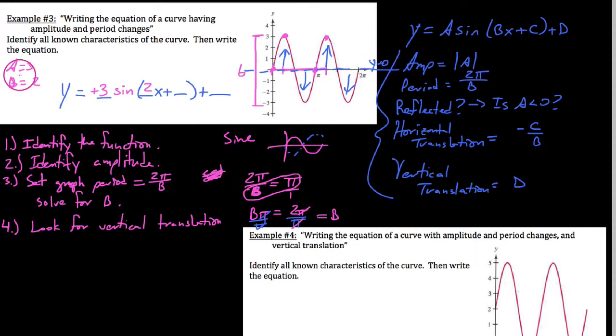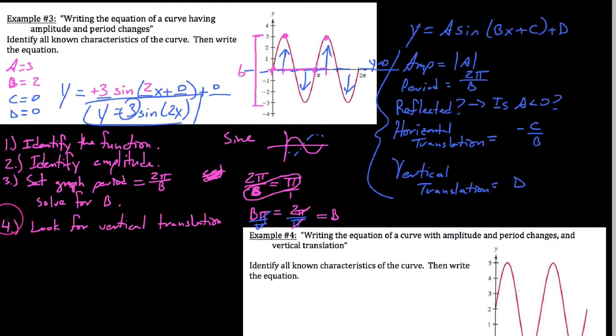So far we've gotten a is 3, b is 2. This hasn't been vertically shifted at all, so d is 0. And I notice it hasn't been shifted left or right at all, so c is also 0. So in this case, we'd really just get this function right here, where y equals 3 sine 2x. Basically, this is a sine curve that has an amplitude of 3 and goes through 2 complete cycles in a normal 2 pi period, or just has a pi period, okay?